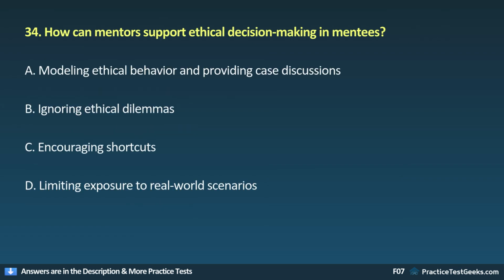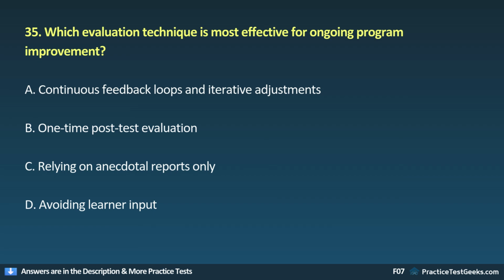34. How can mentors support ethical decision-making in mentees? A. Modeling ethical behavior and providing case discussions. B. Ignoring ethical dilemmas. C. Encouraging shortcuts. D. Limiting exposure to real-world scenarios.